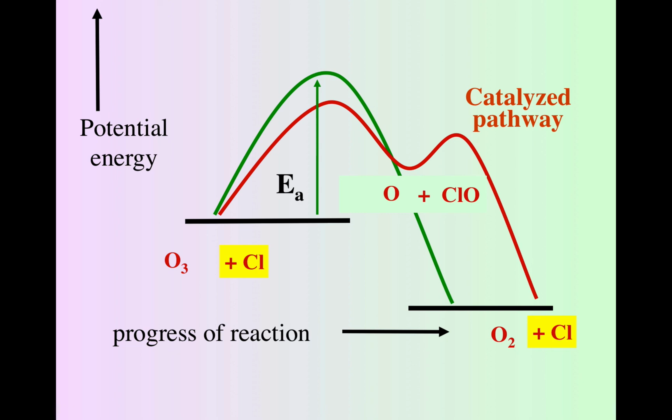All right, so the first hump is making the intermediate, that's the slow step. And then the quick step is the oxygen radical slamming into the intermediate to go to oxygen and reforming the chlorine radical. Lower activation energy, faster reaction.